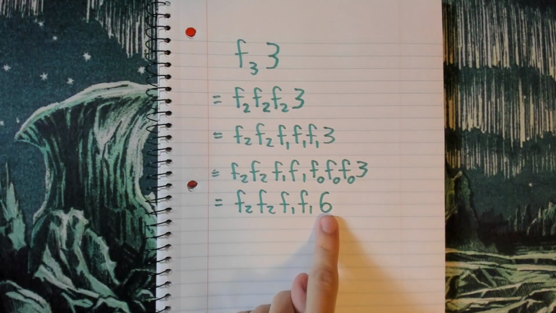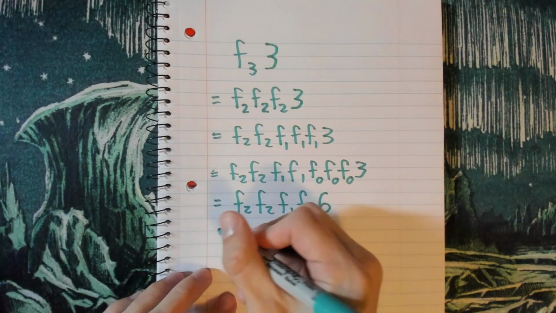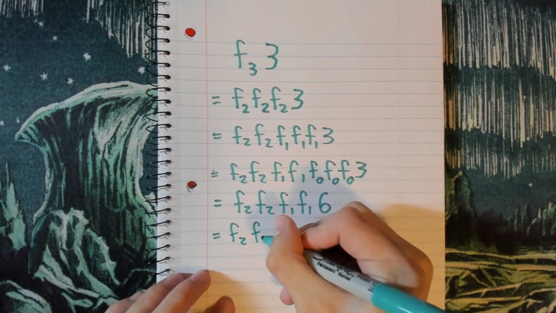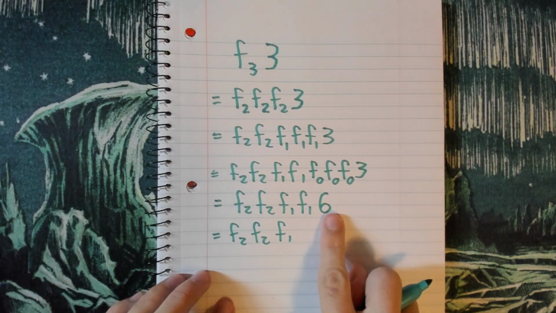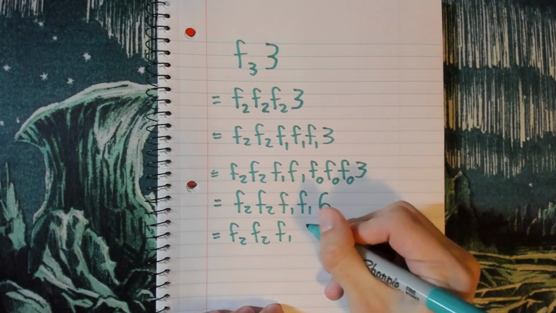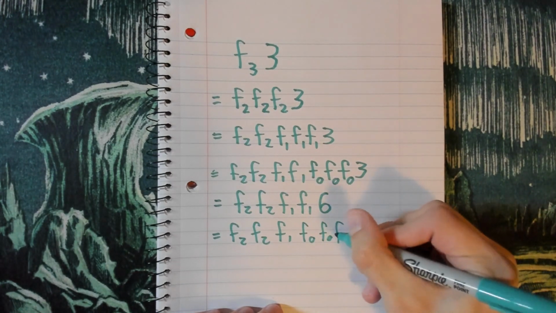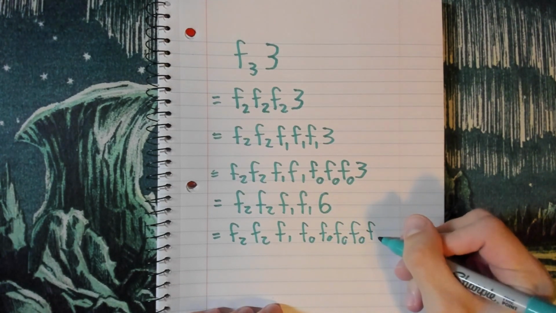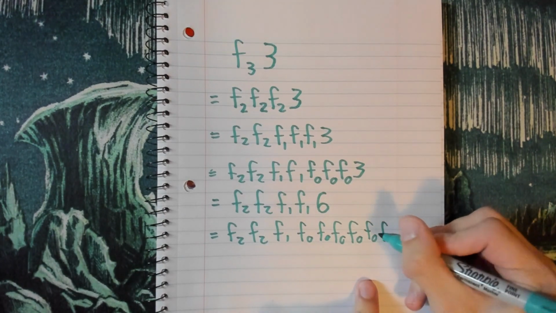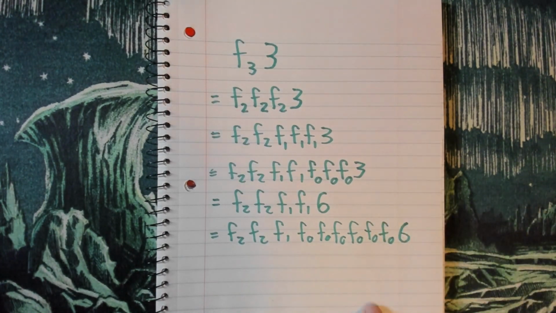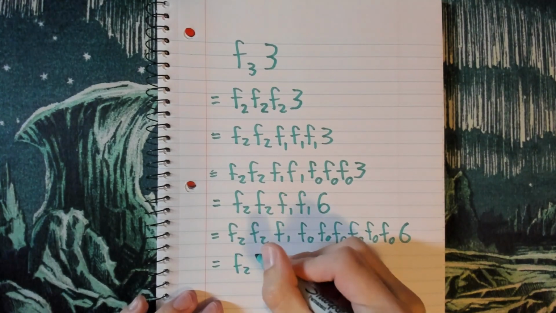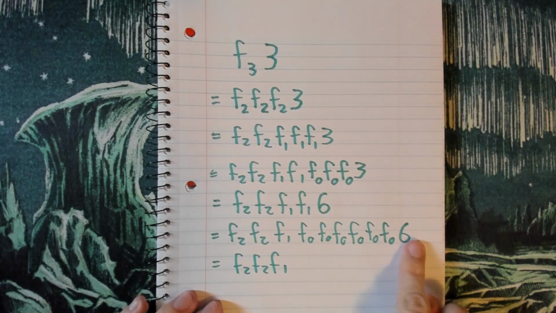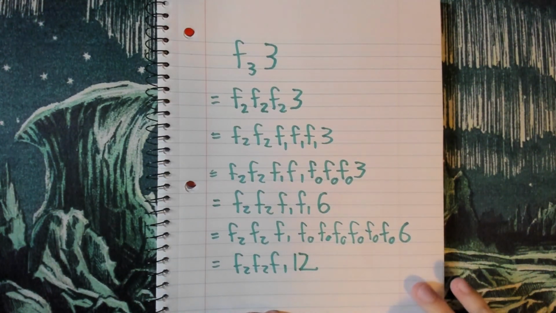Well, now our input has grown at this point. Now it's a 6, right? So now we're going to have f2 of f2 of f1, and this 6 tells us to repeat this function 6 times, demoted 1 step to the f0s of 6. And then this is going to be f2 of f2 of f1, and then 6, adding 1 6 times to it is going to give us 12. So that's how it works, right? I think it's clear how it works now.